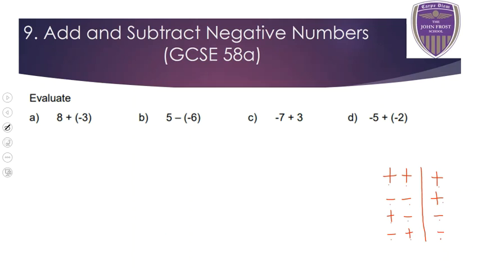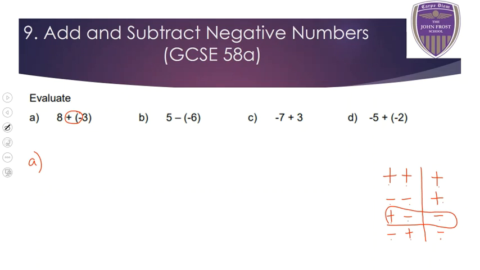So if we have a look at the first one, okay, it says 8 plus -3. So that plus and the minus in the middle, they're next to each other with no numbers in between, okay. So we can apply that to this table. So it's a plus and a minus together. If we look at this table, plus and a minus gives you a minus.